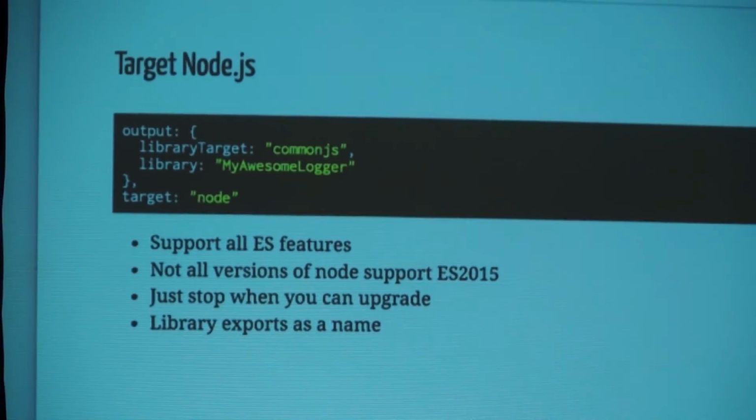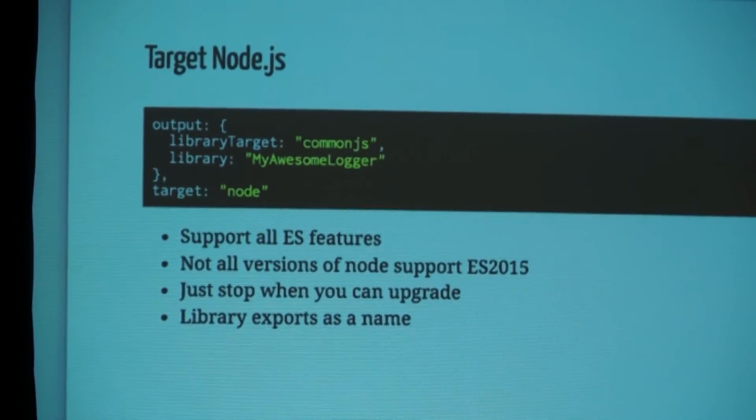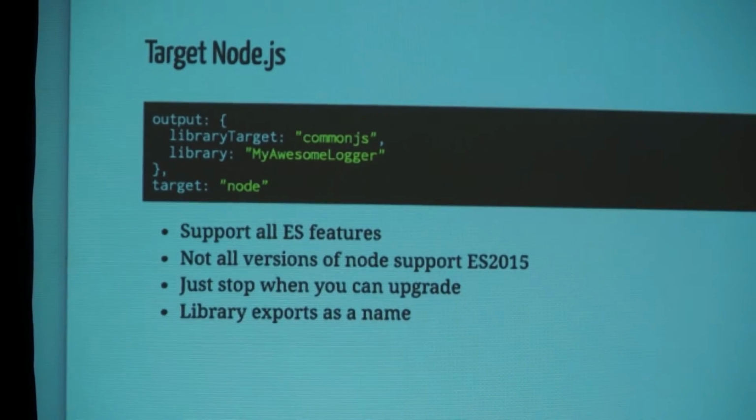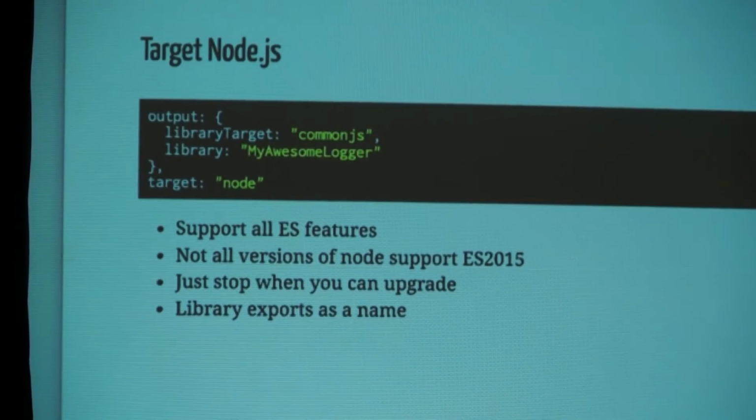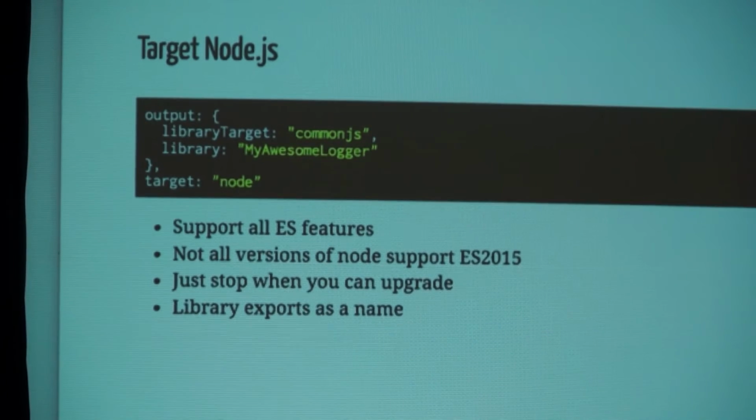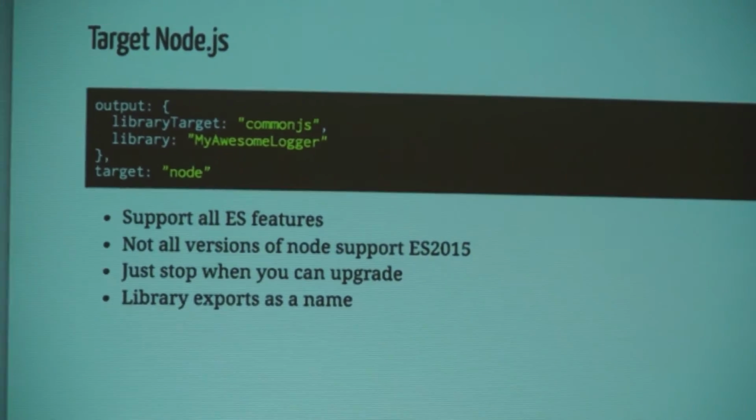You can also actually target Node, which is sort of strange. You might think, why would you want to do that? Well, for one thing, Node is moving quickly, right? We're up to 4 as the LTS and 6 as the stable. So it's moving really fast, but there's still certain things that are not supported in Node natively.